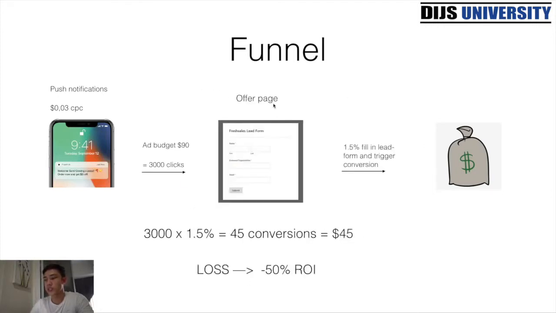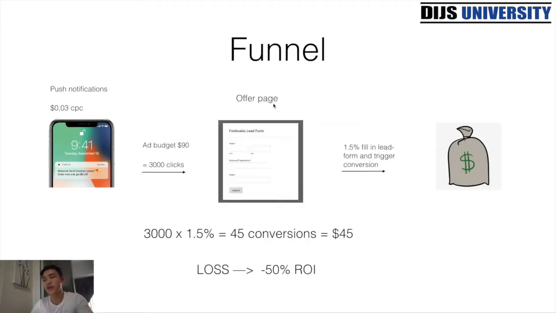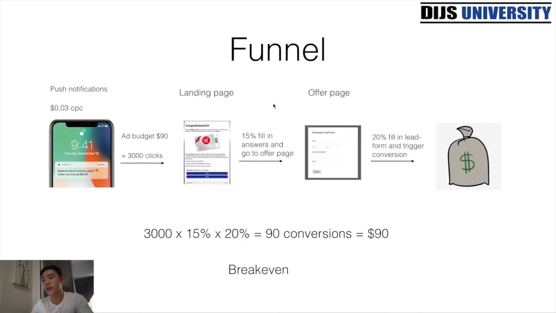So let's change that funnel from this simple one to a more difficult one. Not so difficult, it's still so easy. We just add that landing page. This one doesn't have a landing page. This one we put in the landing page. So it goes from the push notification or any kind of paid traffic to the landing page, from the landing page to the offer page, and then you can get your conversion.